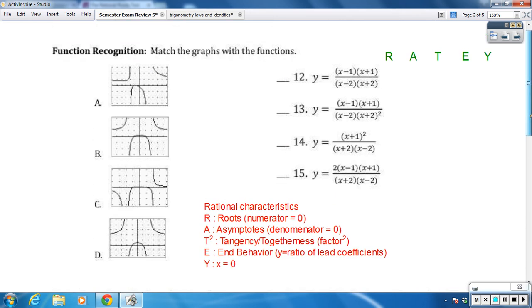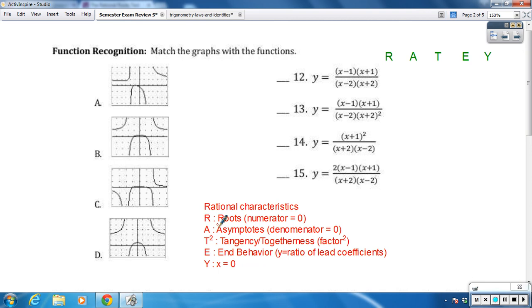Okay, so these are rationals because I have a fraction with x in both the numerator and the denominator. I am in factored form, so there are a lot of benefits to factored form, and I want to match the graphs. Whenever we're doing rational characteristics, we're going to look at 5 different things. I use the acronym RATEY, R-A-T-E-Y. R stands for roots, and we find that by setting every factor in the numerator equal to 0.